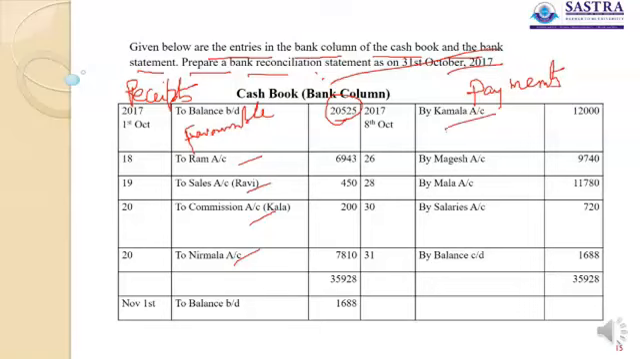Whom it is paid? Kamala, a creditor, amount of 12,000 might have been paid. Magesh, 9,740, same line payment. Mala, this is also a payment, same line payment. And salaries account payment. Then closing balance is arrived at after having decided the total receipts as 35,928 and differentiated with total payments is 1,688, which is going to be either the base balance or the arriving at balance in bank reconciliation statement.